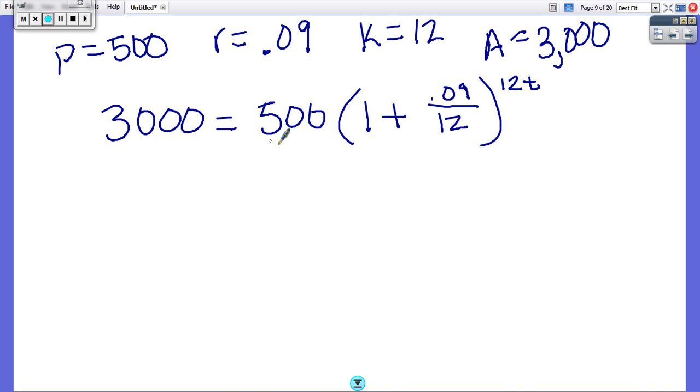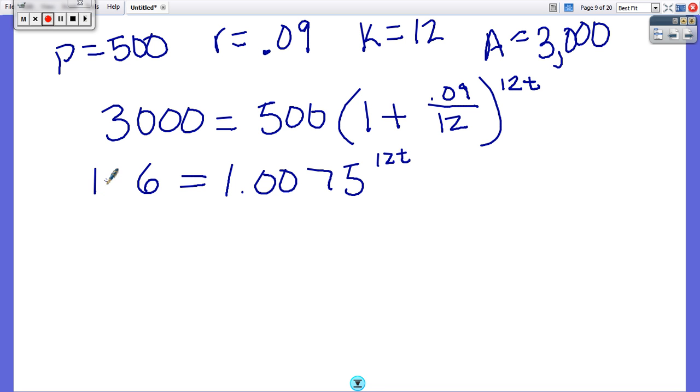So the first thing we can do is divide both sides by 500. And if I divide both sides by 500, I get 6 is equal to, and I'm going to do all of this on my calculator in one step, it's actually equal to 1.0075 to the 12t. Now I can take the natural log of both sides.